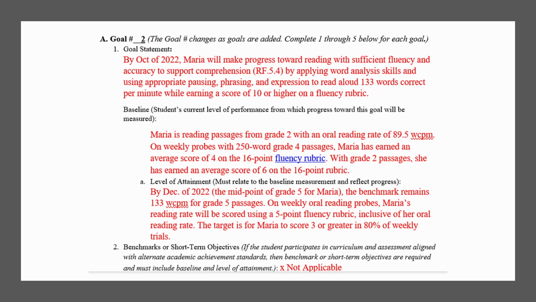The level of attainment says that by December of 2022, the midpoint of grade 5, so a year out from when this IEP was written, the benchmark remains 133 words correct per minute for grade 5 passages. On weekly oral reading probes, Maria's reading rate will be scored using a 5-point fluency rubric, inclusive of her oral reading rate. The target for Maria is to score 3 or greater in 80% of weekly trials.